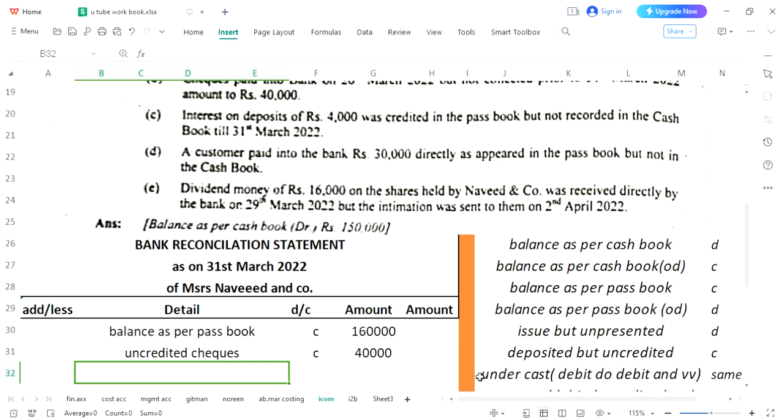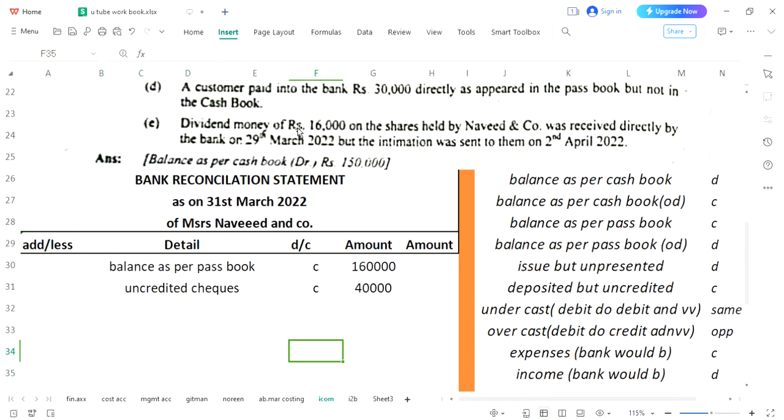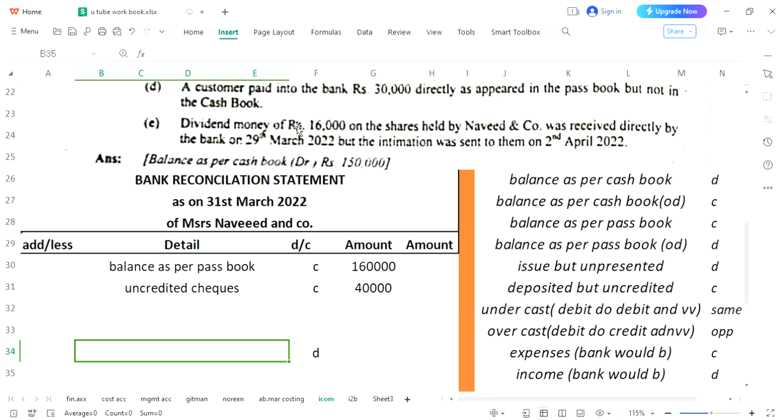So two entries are completed. Now entry C is saying interest on deposit. You deposit the amount, it means you will receive the interest. It is an income, and income should be written on the debit side. So here we will write debit, and you can mention it is interest on deposits.